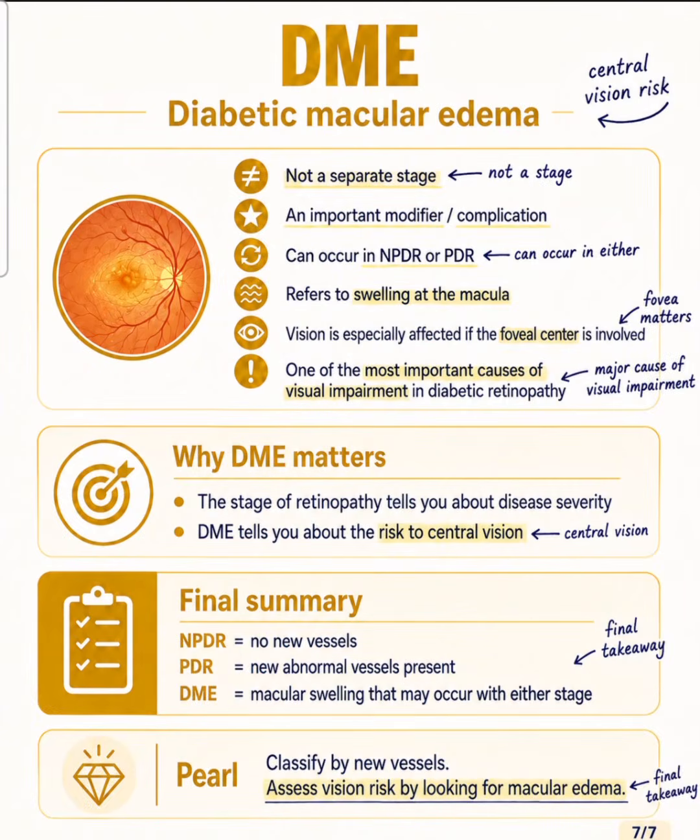Finally, diabetic macular edema is not a stage. It can occur in non-proliferative or proliferative disease. It means swelling at the macula, and vision is especially affected when the foveal center is involved. Final pearl. Classify diabetic retinopathy by new vessels, then check the macula. The stage tells you disease severity, and macular edema tells you central vision risk.